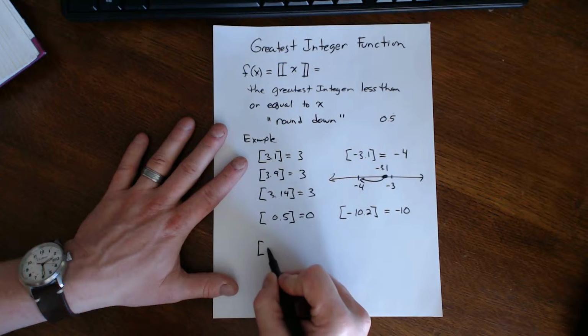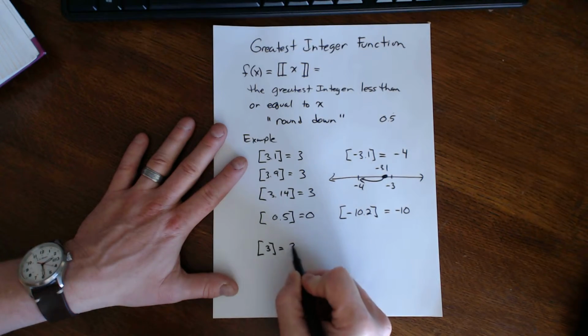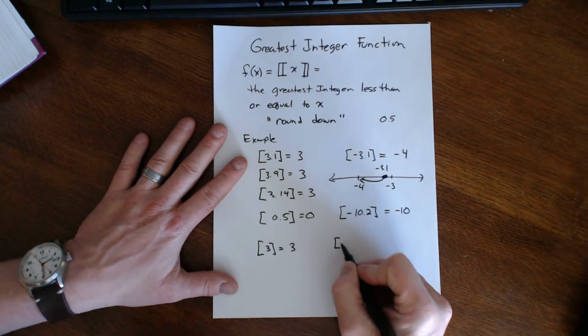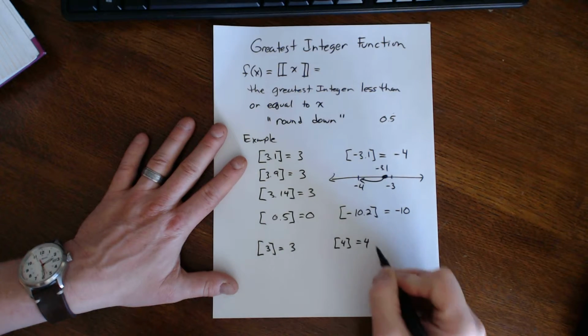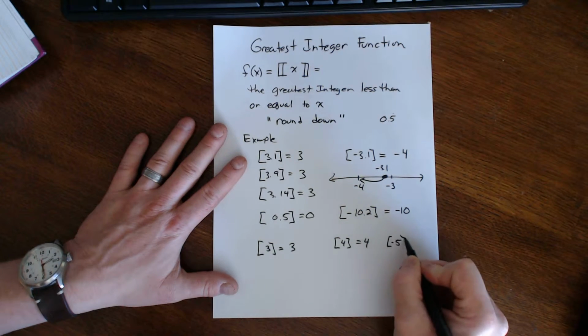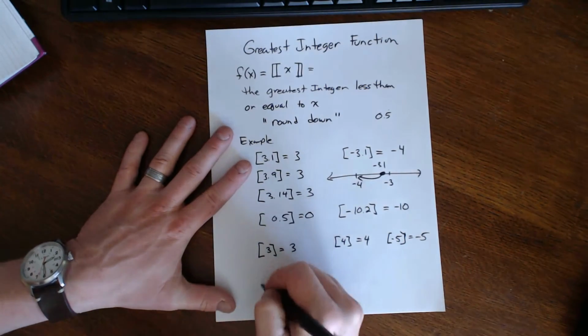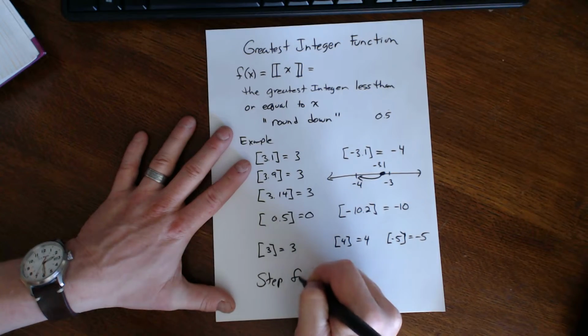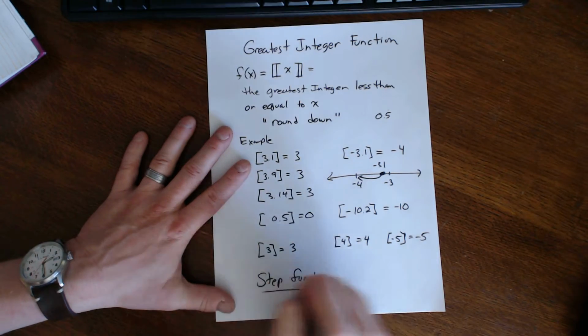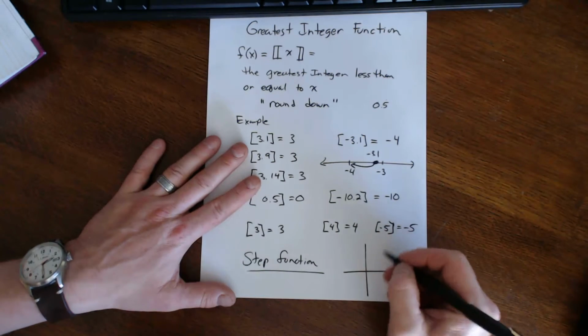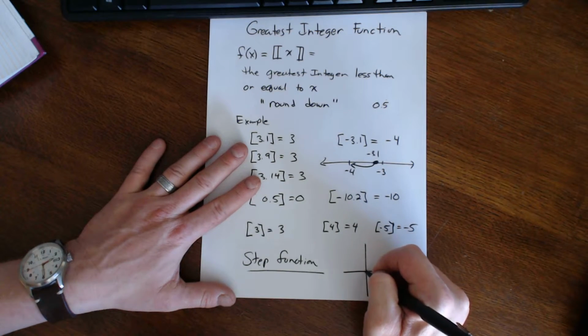Any integer that you have won't change the value because it's the next integer that's less than or equal to itself. So all of these are also completely okay. This is also known as the step function, because when you graph, you end up with a bunch of numbers that look like steps.